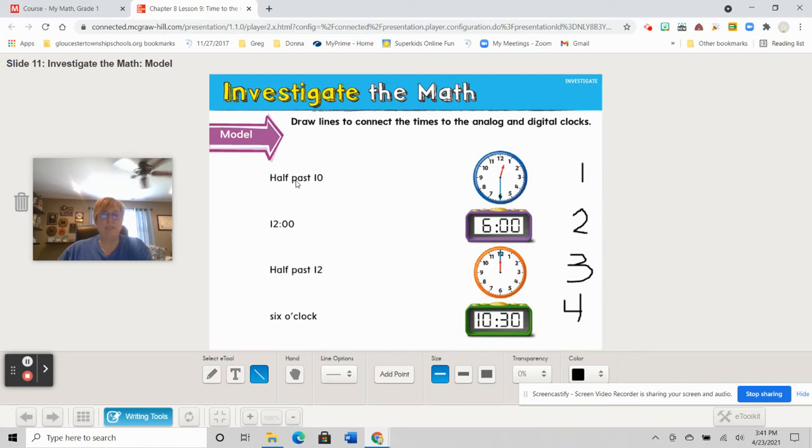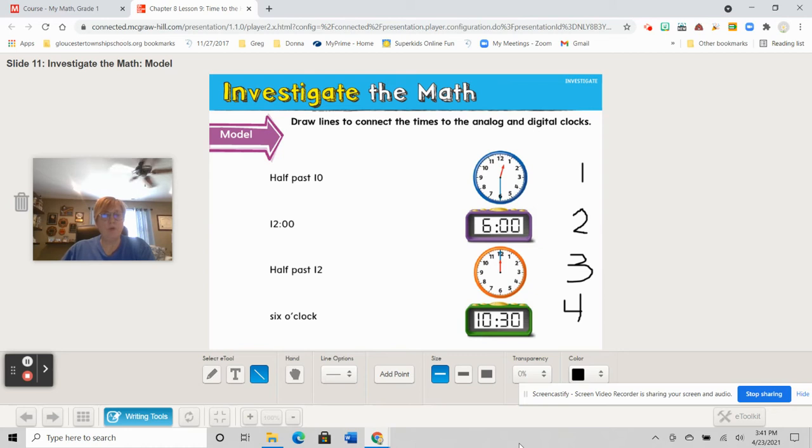Which clock shows 10:30? Is it clock 1, clock 2, clock 3, or clock 4? Okay, which clock shows 12 o'clock? 1, 2, 3, or 4? Which clock shows 12:30? 1, 2, 3, or 4. And of course, pause at any time that you want to stop and really take a look at the clocks. And last, which clock shows 6 o'clock? 1, 2, 3, or 4.